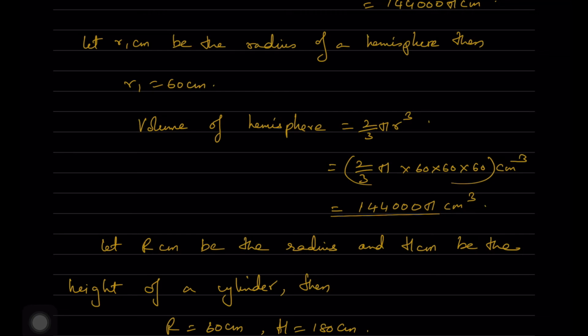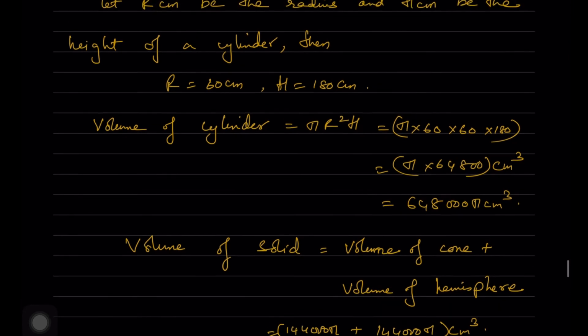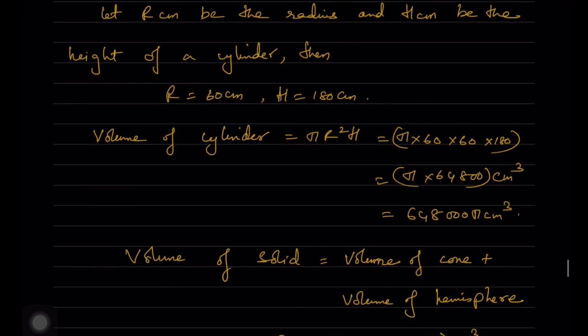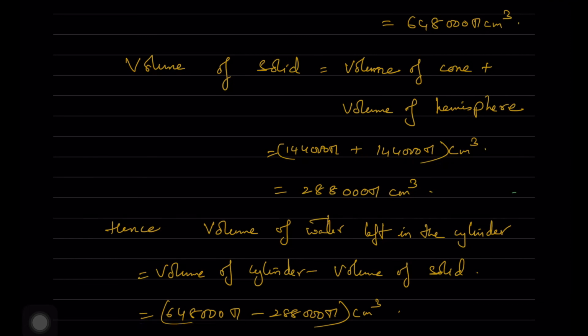So let capital R be the radius and h centimeters be the height of the cylinder. Then you have to find the volume of the cylinder. So volume of the cylinder is equal to pi r square h, which is equal to 648,000 pi centimeter cube. So volume of the solid is equal to volume of cone plus volume of hemisphere, which is equal to 288,000 pi centimeter cube. Hence volume of water left in the cylinder is equal to volume of cylinder minus volume of solid.